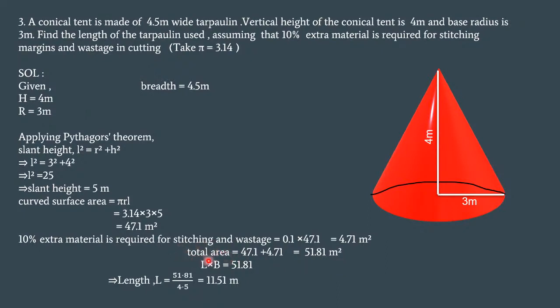Now the total area of tarpaulin will be length into breadth because it is a rectangle. So length into breadth is equal to 51.81. Length is equal to 51.81 by the breadth, which is 4.5. So that is equal to 11.51 meters. Length is equal to 11.51 meters.